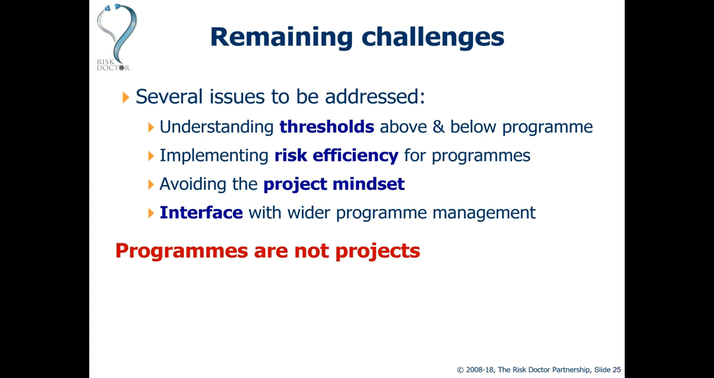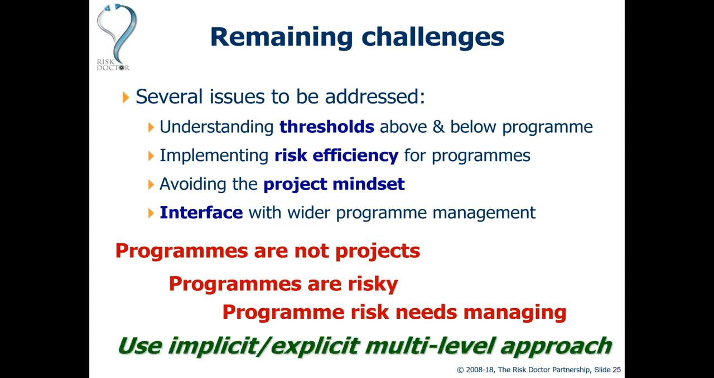We know that programs are not projects, not even big ones. We know that programs are risky and that risk needs to be managed. And so we know that we need to do something about program risk. The implicit and explicit double level approach gives us a way into thinking about risk exposure within the program and risk exposure of the program, and hopefully will help you to think more widely about the challenge of managing risk in programs. It's not easy, it is possible, and there are some good techniques available out there.